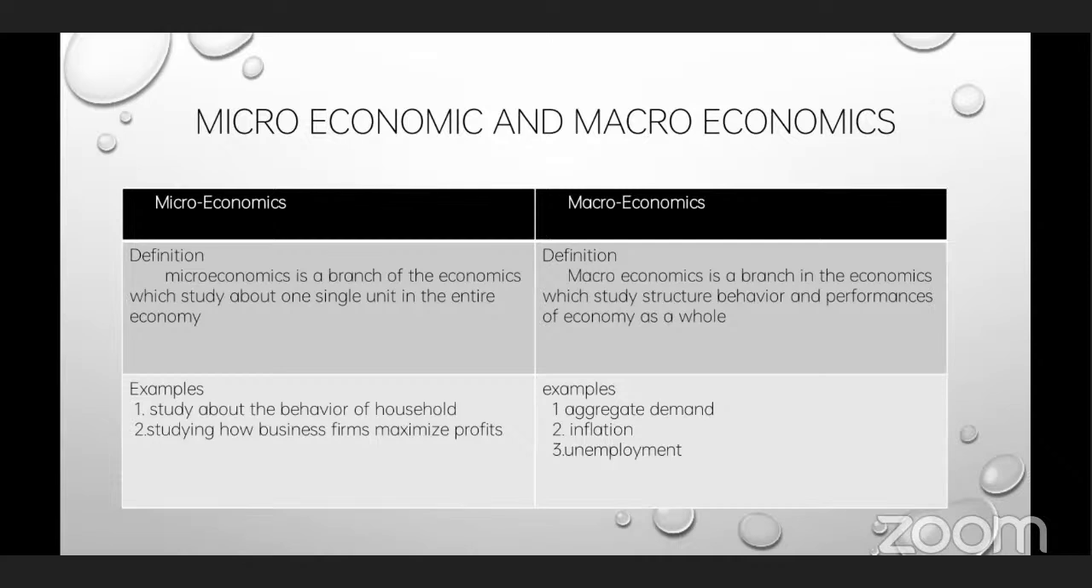We'll see the examples for microeconomics. Studying the behavior of householders, how business firms maximize profits, behavior of firms, behavior of a factor owner, demand for goods, supply of a good, price of a good, scarcity, choice, opportunity cost. Those are the examples for microeconomics. Okay, then examples for macroeconomics. Aggregate demand, aggregate supply, average price of all goods and services, inflation, unemployment, foreign exchange rate, balance of payments. So those are the examples for macroeconomics. I think you got this. Okay, let's move to the next slide.